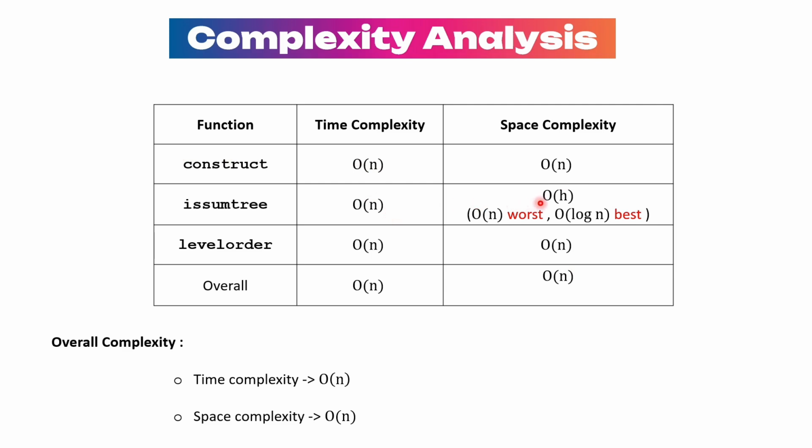order of n for time and order of h for space, with h being the tree height. Also, order of n in the worst case and order of log n in the best case. Then the level order traversal function also has order of n time complexity and order of n space complexity. So, the final complexity remains order of n for both time and space in the worst case.